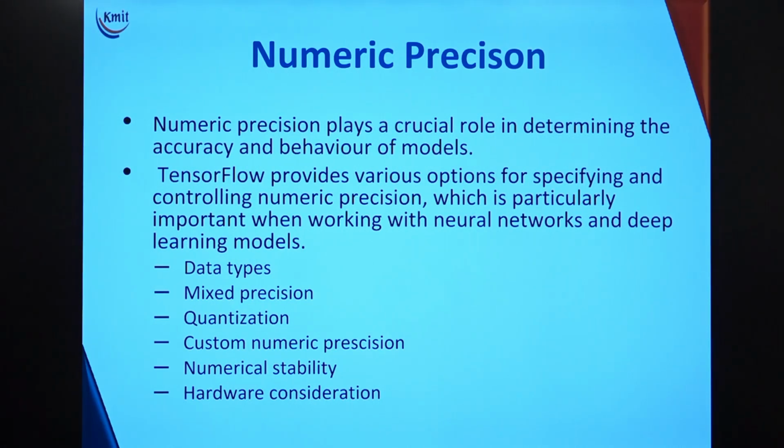Okay. The next aspect that we are going for is custom numeric precision. So custom numeric precision allows you to define a custom type of data. You can define your own custom data type and also your custom numeric precision for specialized use cases. This is particularly useful when you are working with hardware accelerators such as GPUs and TPUs, where you will be working with different types of numeric precision formats. So you can make your custom numeric precision using TensorFlow.